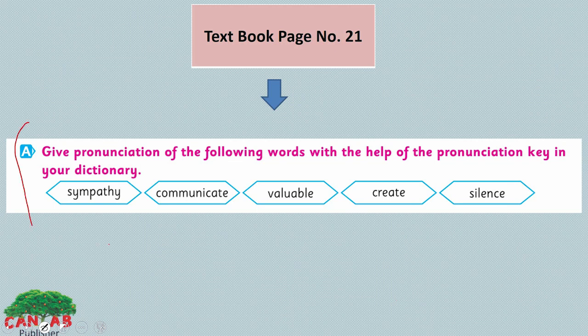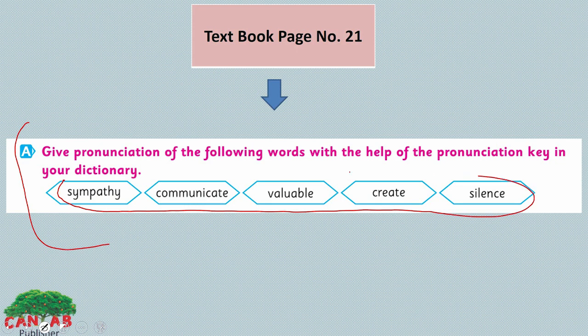Now look at the exercise here. What you need to do: give the pronunciation of the following words with the help of the pronunciation key in your dictionary. You have to open your dictionary and find the pronunciation of these words with the pronunciation key. You can also take help from the chart given in your textbook on page number 21.